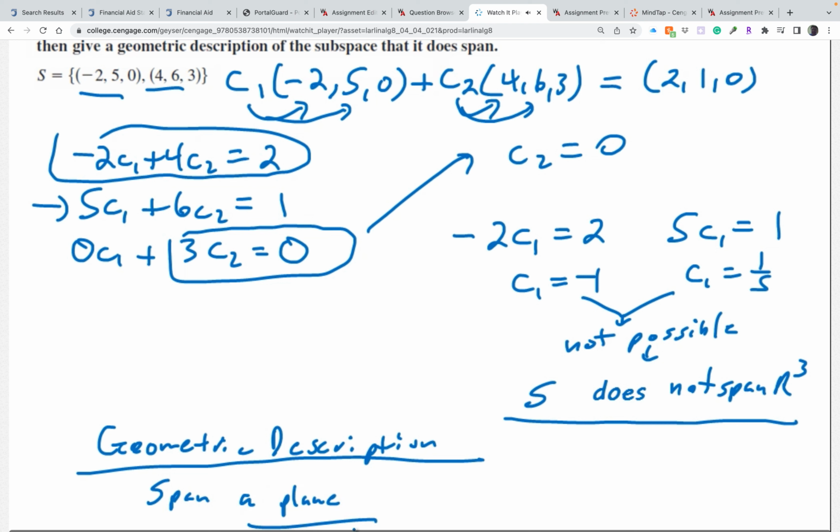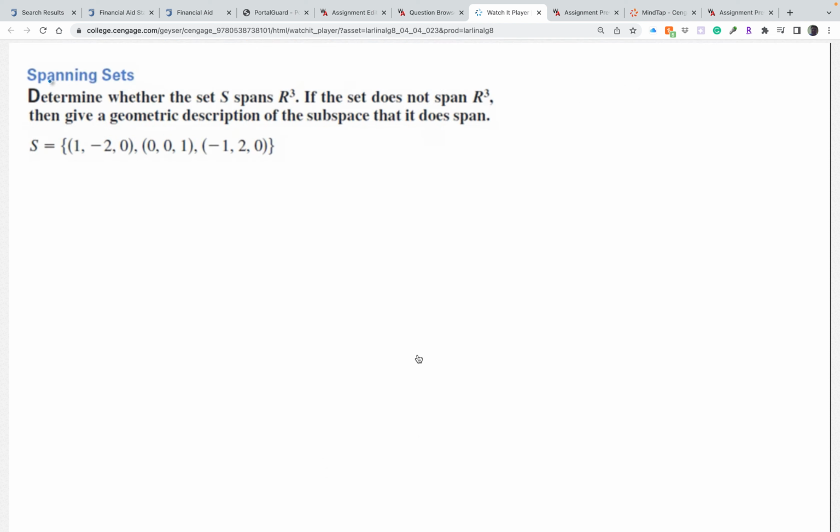So the subspace that this set does span is going to be a plane, a two-dimensional surface. Spanning sets. Determine whether the set S spans R3. If the set does not span R3, give a geometric description of the subspace that it does span.